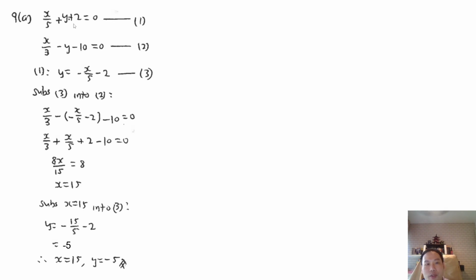So y, and then we minus 2 minus x over 5. So they go to the other side of the equation in this way. So y equals negative x over 5 minus 2. And we're going to call this equation 3. So we change the subject first.